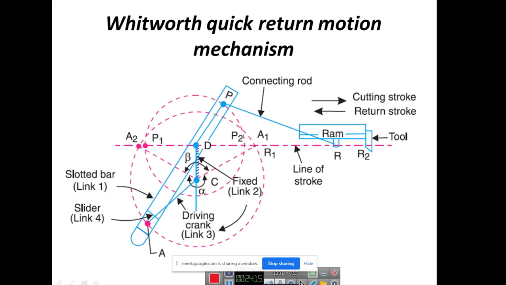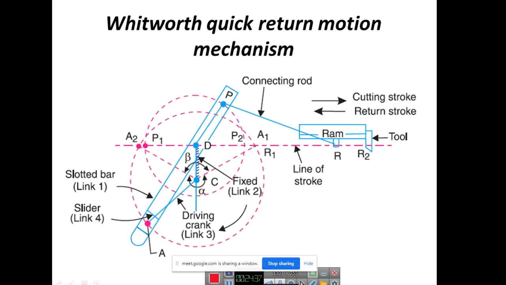Okay, so when this entire link is connected at this motion, the entire link is going to oscillate over here, and this will push the RAM. So again, RAM R, the line of stroke will be from R1 to R2. This is the cutting stroke, and automatically you can see here the return stroke again will be faster. We can see the angle beta is again smaller than the angle alpha.